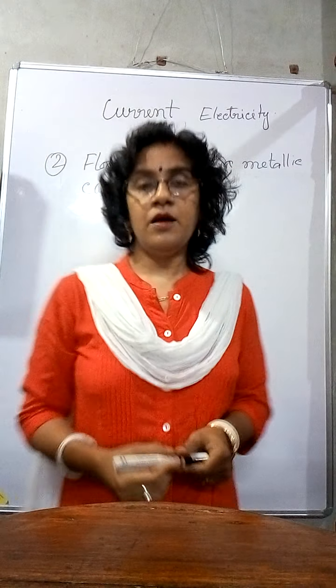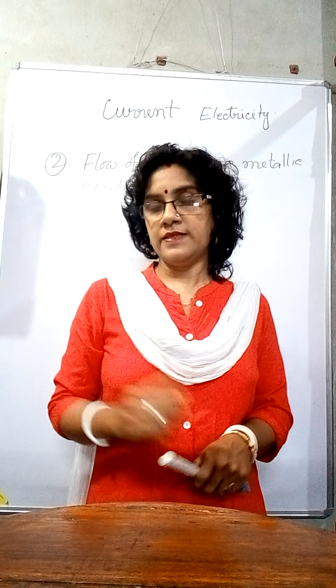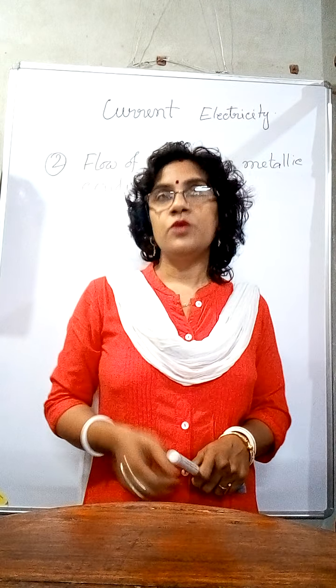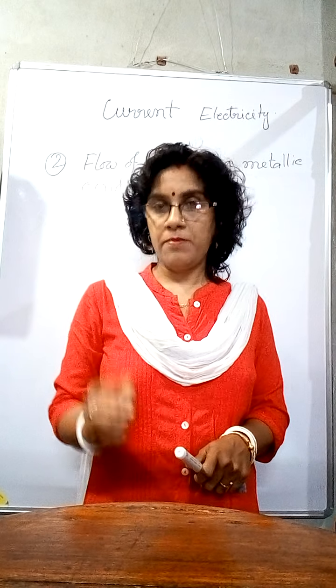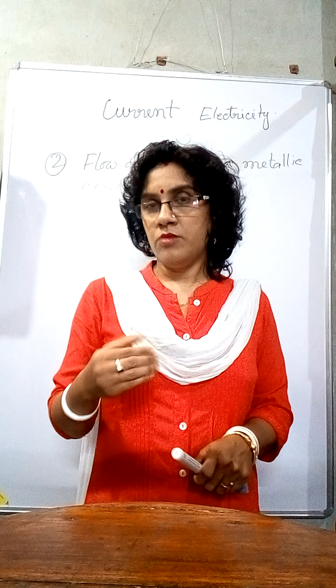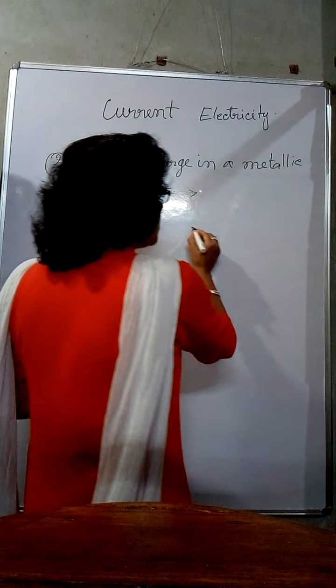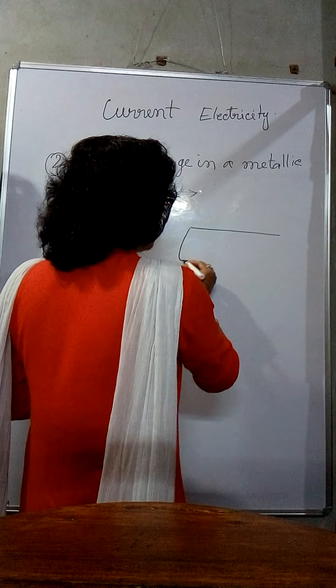We'll see the flow of charge in a metallic conductor in two cases. In the first case, no external electric field is applied on the metallic conductor. In that case, what is the motion of the charges? So, let us consider one metallic conductor.